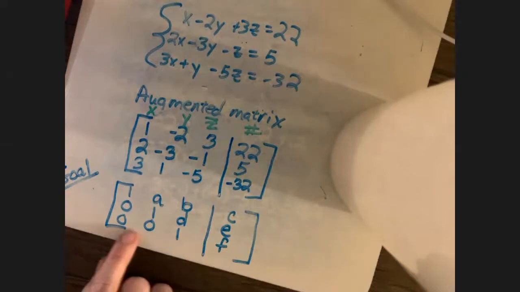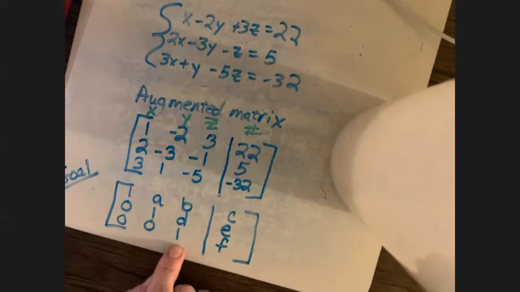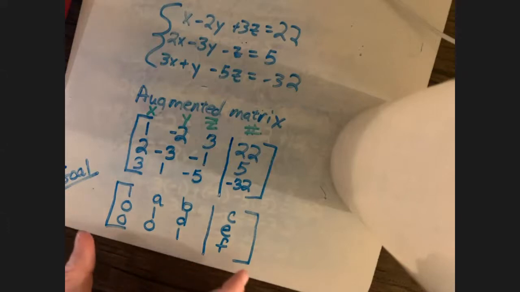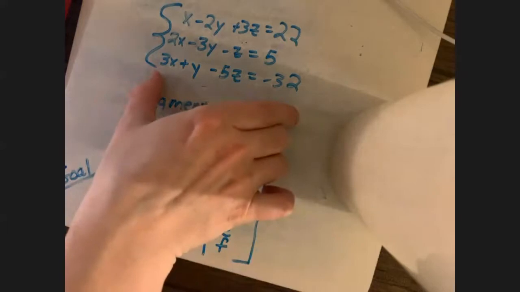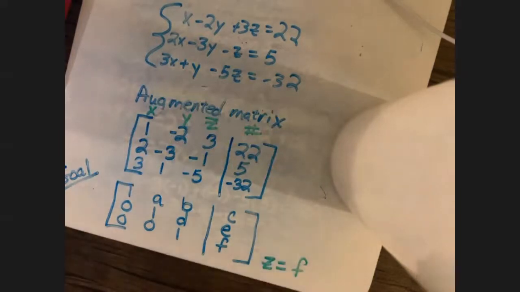If I look at this very bottom line, okay, I have no X's, no Y's, and 1 Z. So if I were to come back out of this box into an equation like this, does that make sense? This would be Z equals whatever F is, because there's no X's and no Y's, and there's only 1 Z. So then Z is whatever this number is, okay?